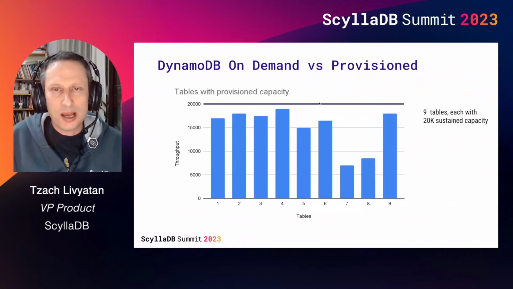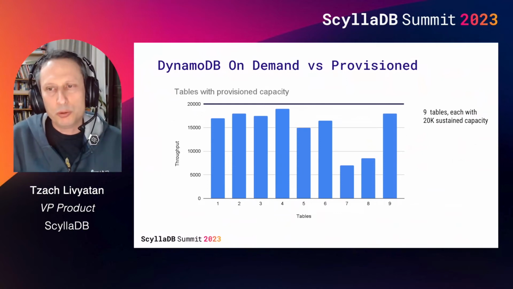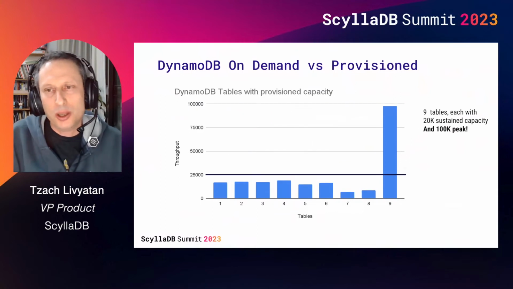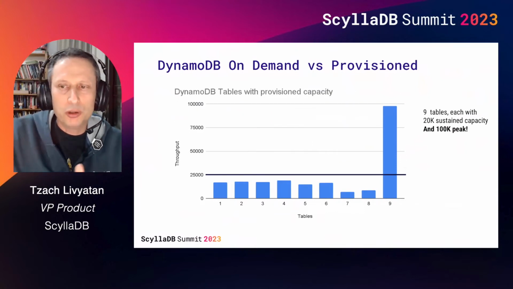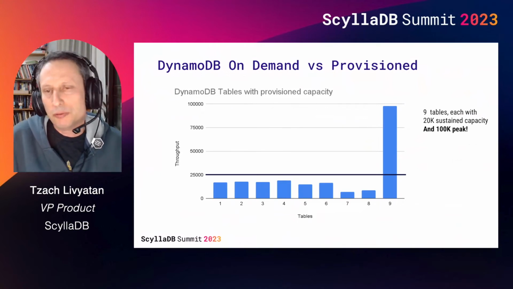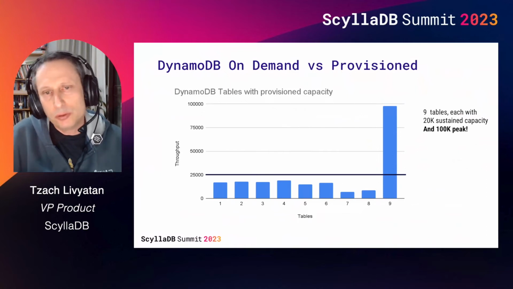So this line here on the top represents the capacity you might want to provision. But unfortunately, in the real-life use case, each of these tables can peak to 100,000 requests per second. And it can be for an hour or 2 hours per month or per day. It's hard to predict. And now you have a problem. In DynamoDB at least, you have two main options.